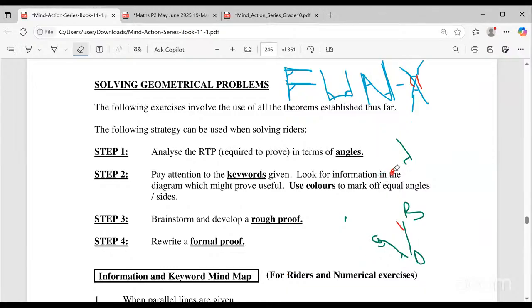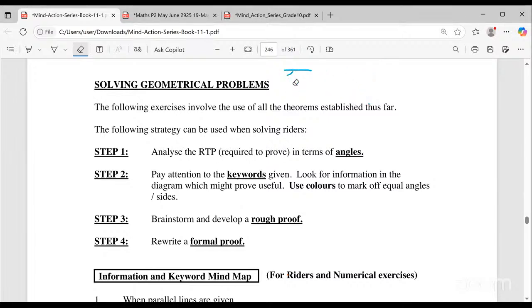They are saying brainstorm and develop a rough proof. I think where required, you can do so and then write a formal proof. If you are required to prove something, as I've said, you need to know the properties of that thing. If you are required to prove a parallelogram, you need to know the properties of a parallelogram.